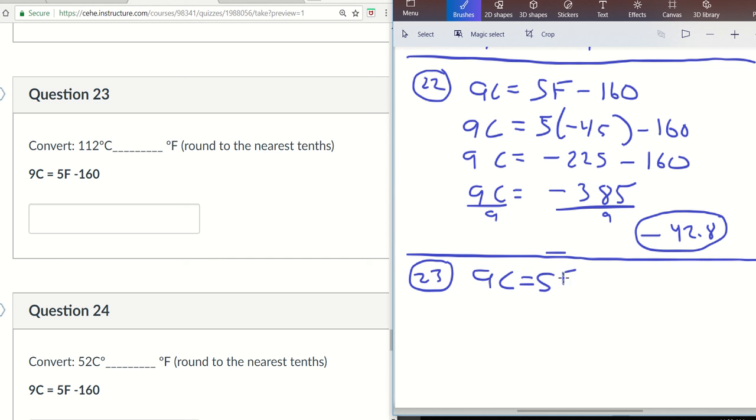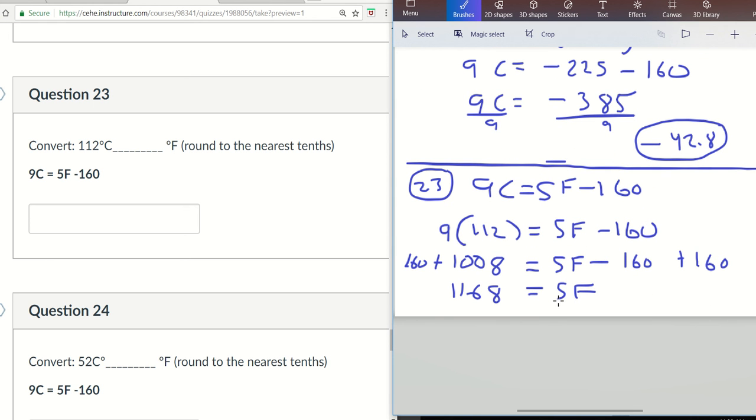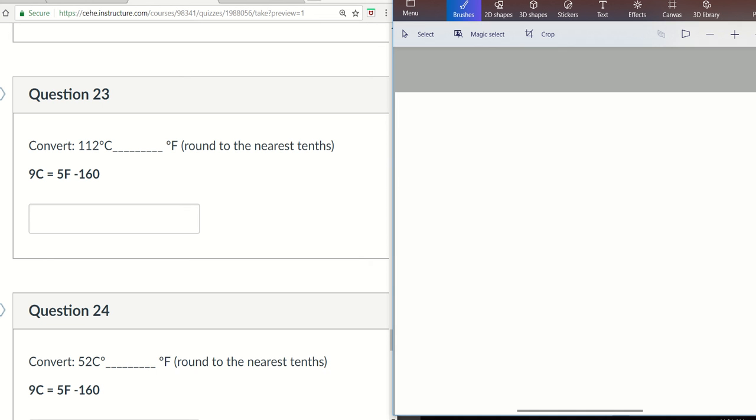All right, 9C equals 5F minus 160. This time we're going from Celsius to Fahrenheit. So we'll punch in the Celsius value. 9 times 100 is 900, plus 160. 5F minus 160. So we gotta add 160 to both sides. 5F equals 1,060. And then you divide both sides by 5. Round to the nearest tenth. 233.6. Okay. And then I'll do 24 up here. Ran out of space at the bottom.